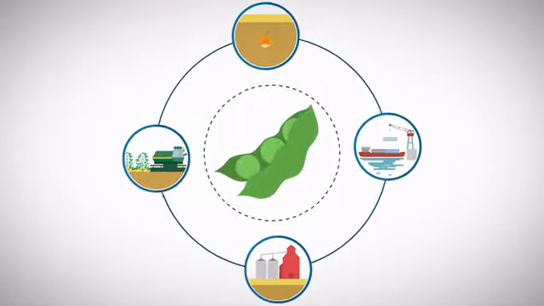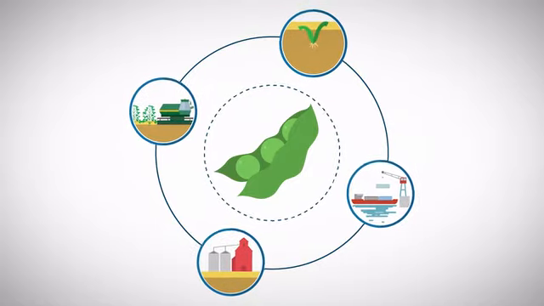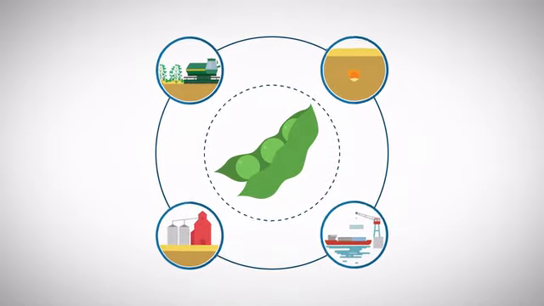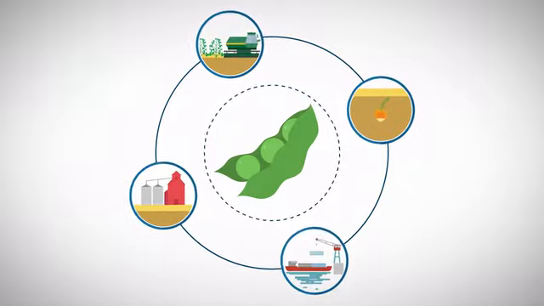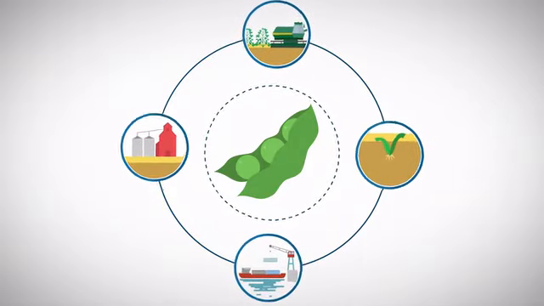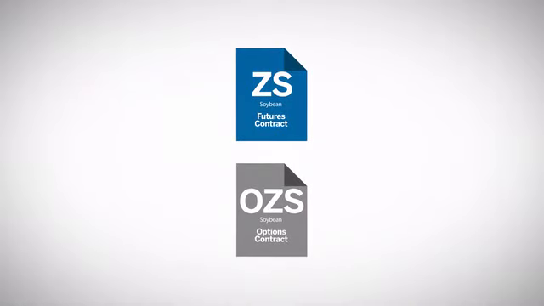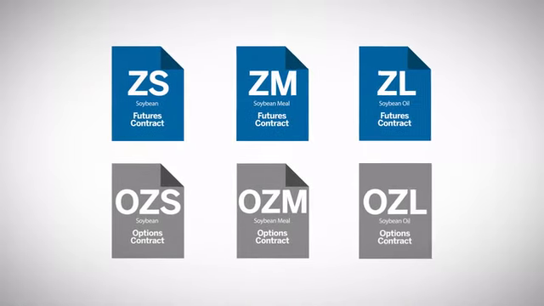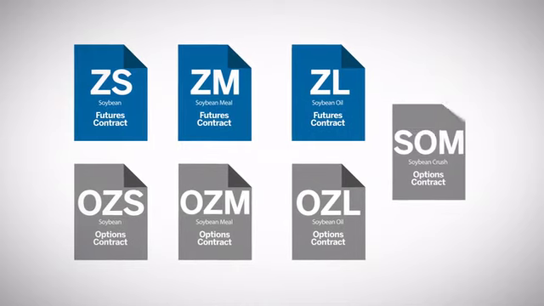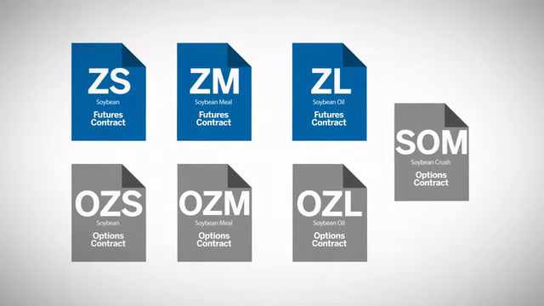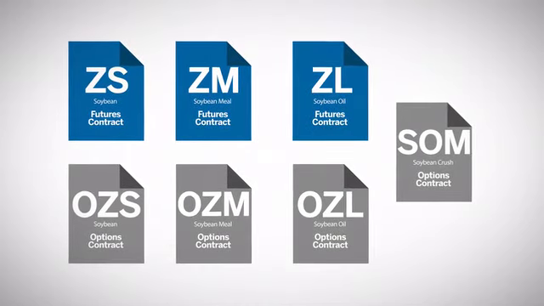At every stage of the soybean production chain, from planting and harvest to exporting and processing, each market participant faces the risk of adverse price movements caused by the vagaries of the market and supply and demand. Futures and options on soybeans, soybean meal, and soybean oil, as well as the soybean crush, provide a means to manage this risk, as well as take advantage of potential profit opportunities.